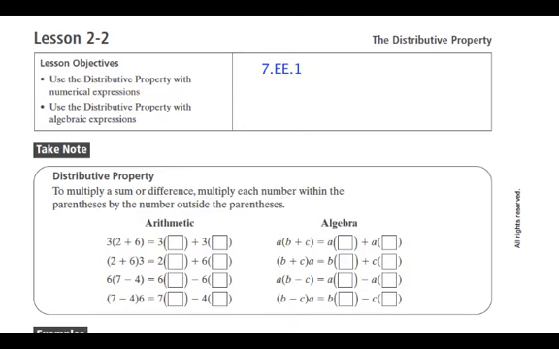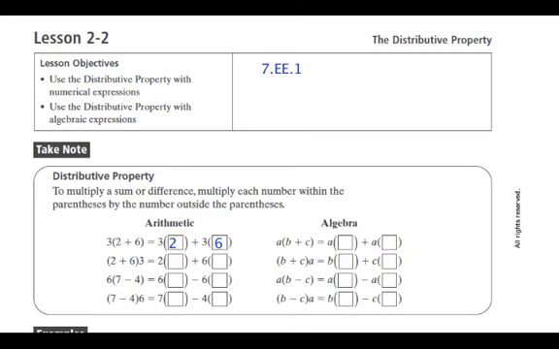3 times the quantity 2 plus 6. You could solve the parentheses first, or we could use the distributive property. Distributive property says take 3 times 2 and then add to it 3 times 6. We can do the same thing with the next one.